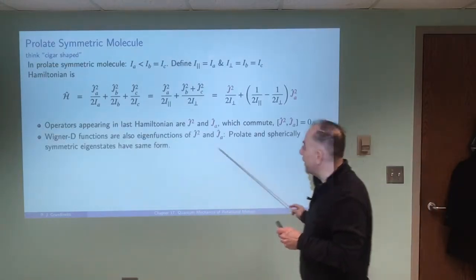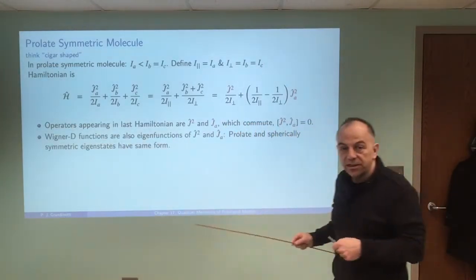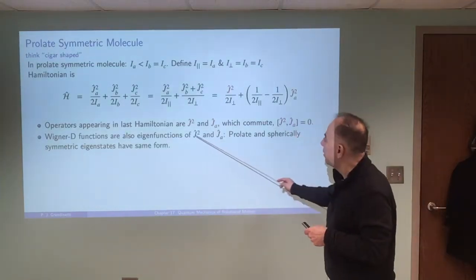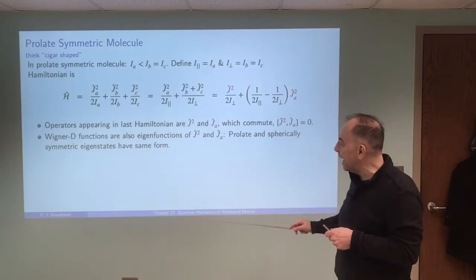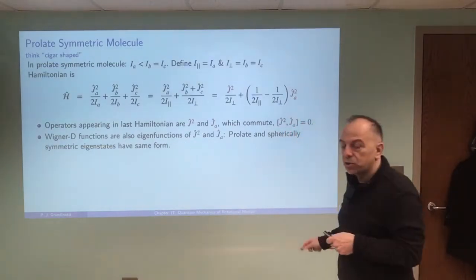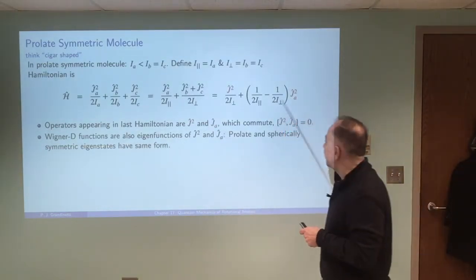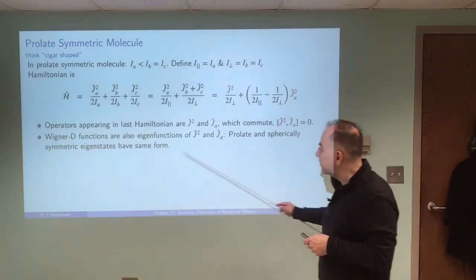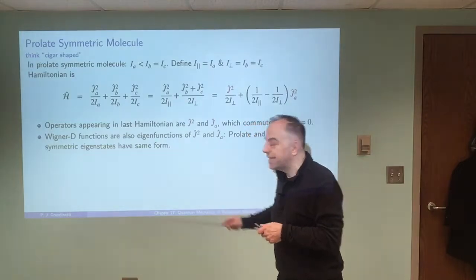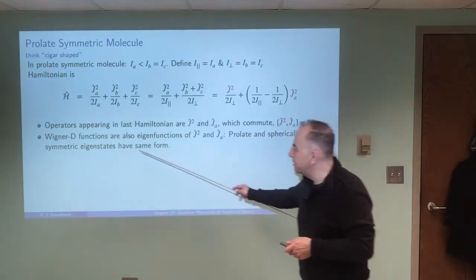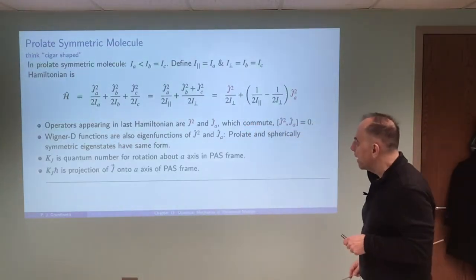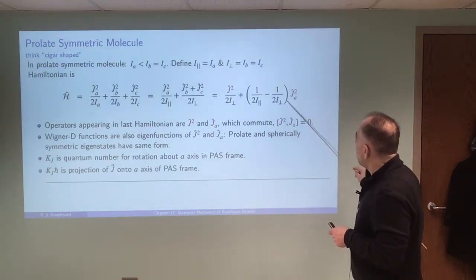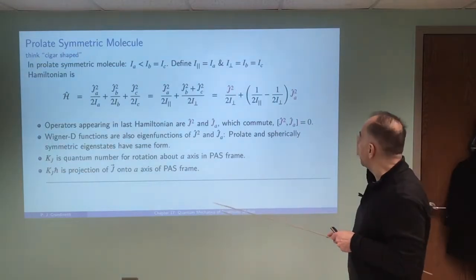So what we know is that the Wigner-D functions that we solved for the spherically symmetric case, these are also the eigenfunctions for J squared and JA. So that will be the solution to the Schrodinger equation when we substitute in this Hamiltonian into H psi equals E psi. So the prolate and spherically symmetric molecules have the same eigenstates. That's these Wigner-D functions.